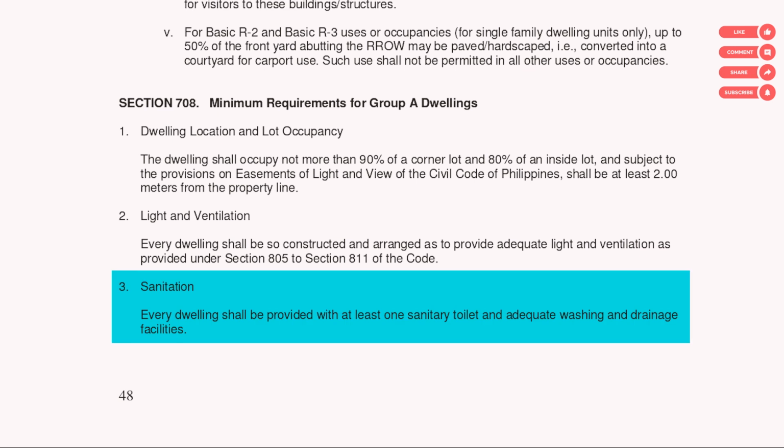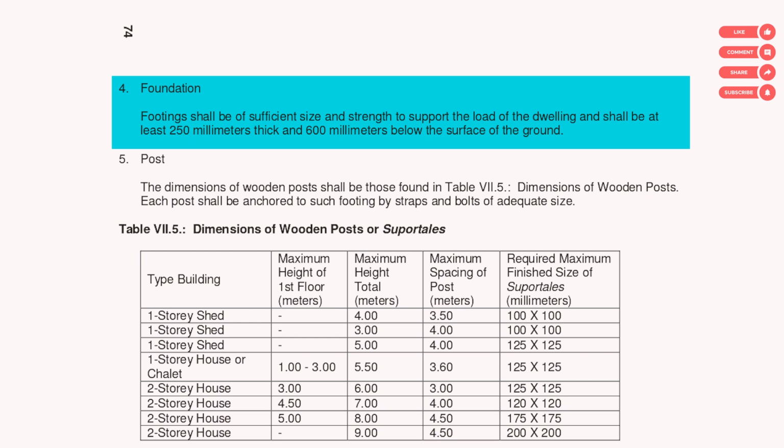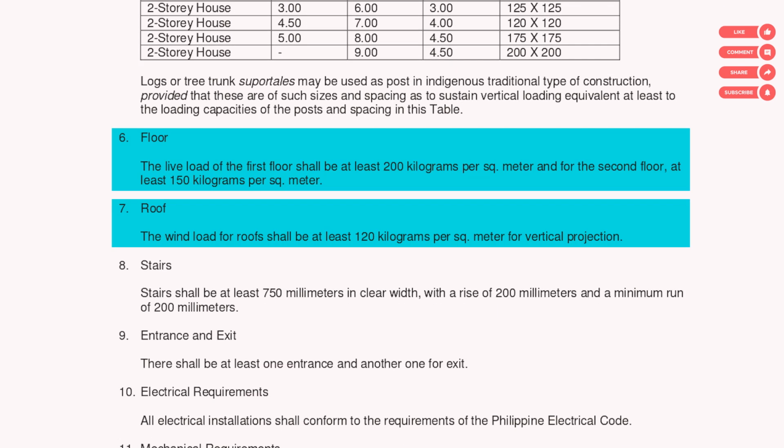Okay, so the requirements are sanitation: provide the house with at least one toilet, adequate washing and drainage facilities. Foundation ng bahay, make it at least 250 millimeters thick. Make sure nakabaon at least 600 millimeters below the surface of the ground. Design loads, so for the structural design. Minimum design load on the first floor, 200 kilograms per square meter. For the second floor, 150 kilograms per square meter, minimum yan. Wind load for the roof, minimum 120 kilograms per square meter. Yan yung mga minimum design load.